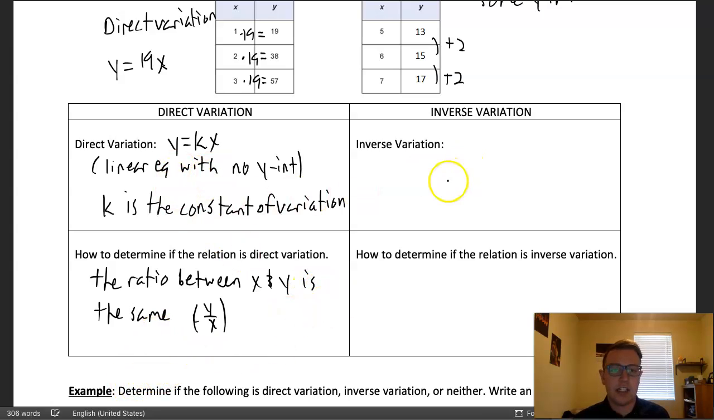The other side of this is what we call inverse variation. And so instead of these increasing proportionally, they vary inversely. So this is y is equal to k divided by x. So now we're dividing instead of multiplying. Again, k is going to be our constant of variation.